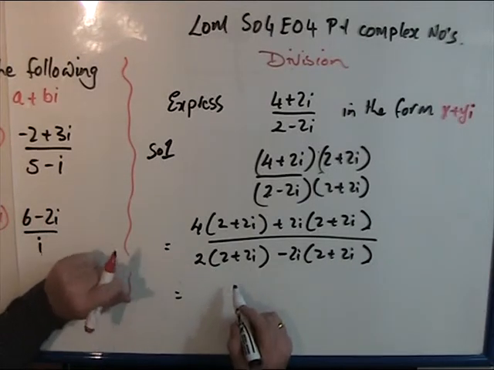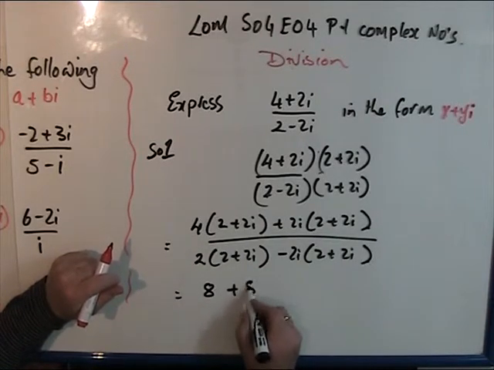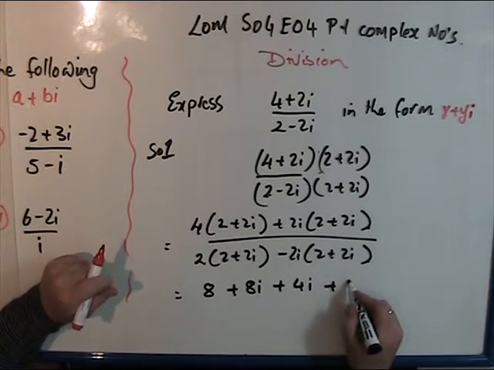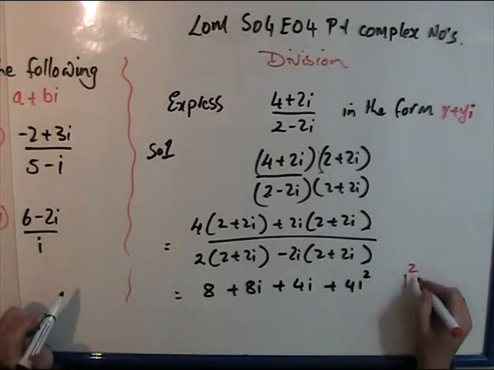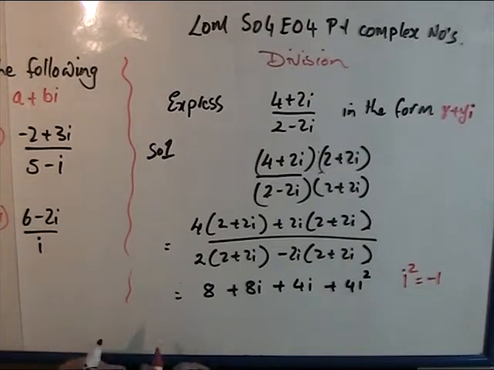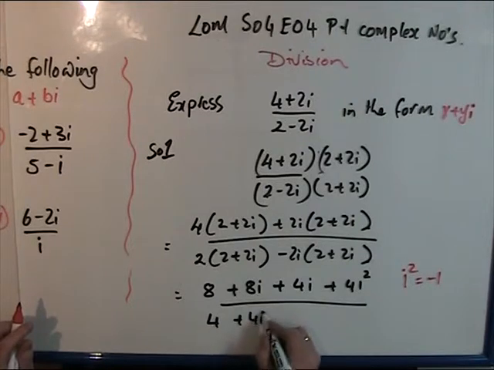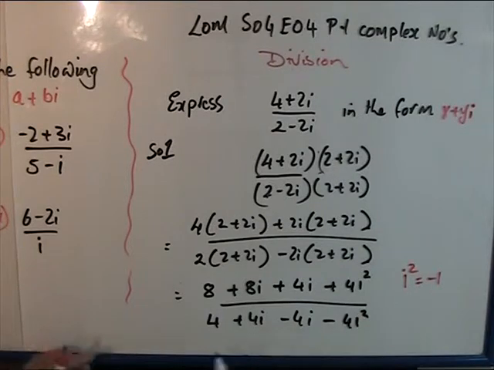So I multiply out, so I keep going down. Now this is why you were doing so many questions. You have to keep your eye on the signs. So multiplying them out, 8 plus 8i plus 4i plus 4i squared. i squared is equal to minus 1. All over, multiplying out the bottom line, 2 2's are 4 plus 4i minus 4i minus 4i squared. Okay, remember that i squared is equal to minus 1. We just substitute minus 1 in for that. We multiply it by minus 1.